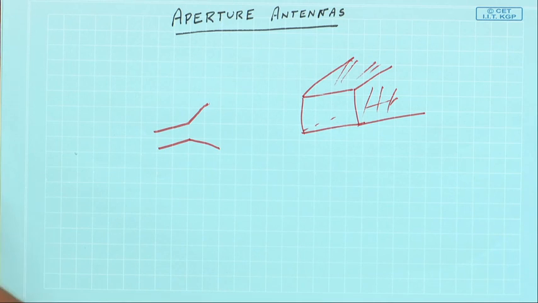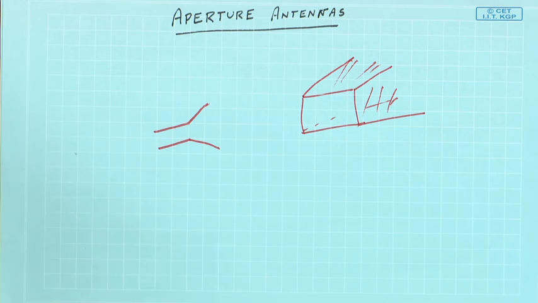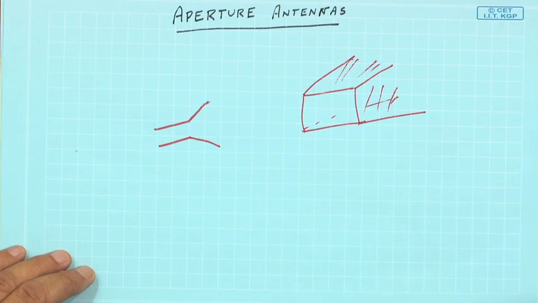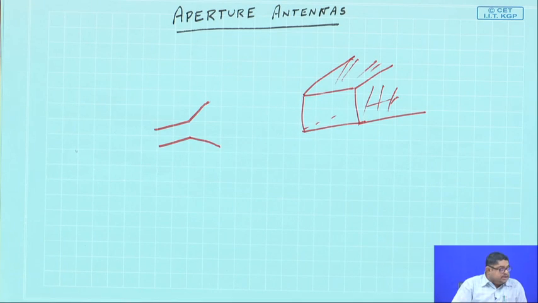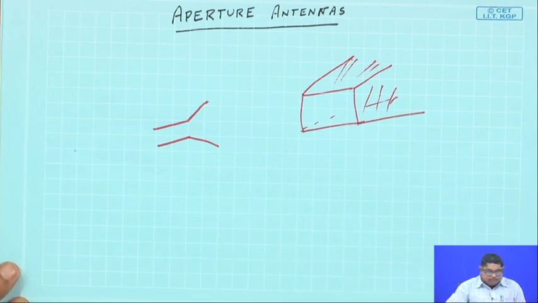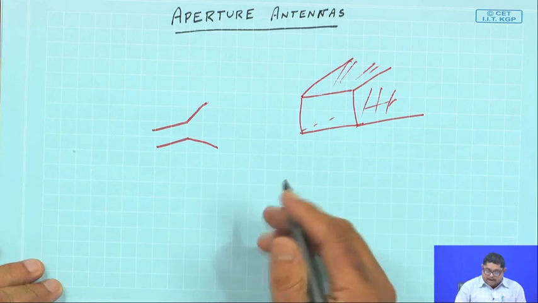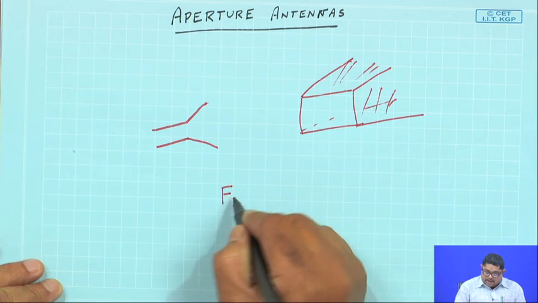So, with this background, now let us see how to find the radiated field from an aperture whose field distribution is known. There are actually two techniques. Out of that, today we will see the first technique, that is called radiation from a planar aperture by the Fourier transform method.